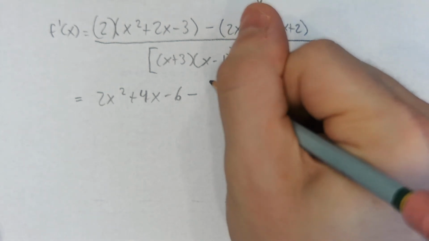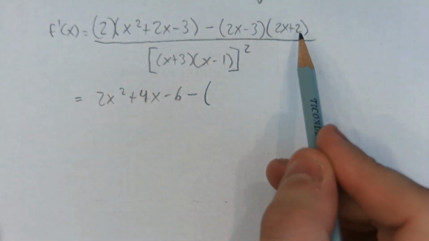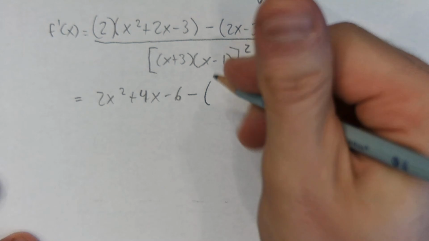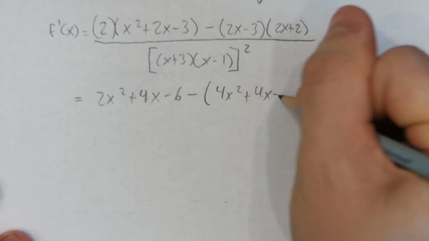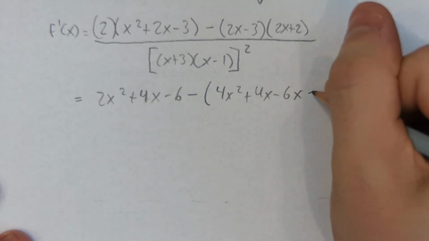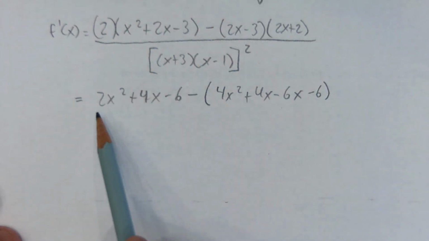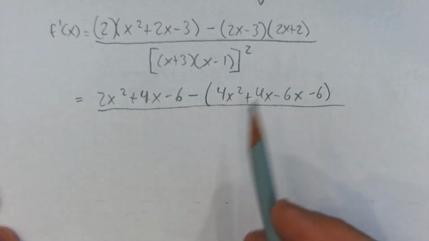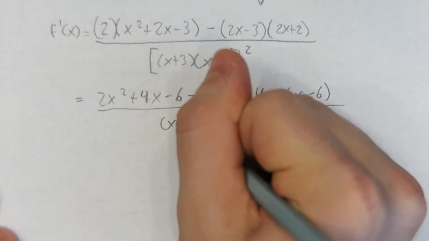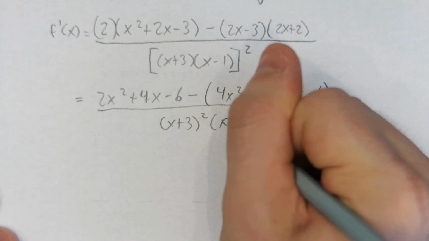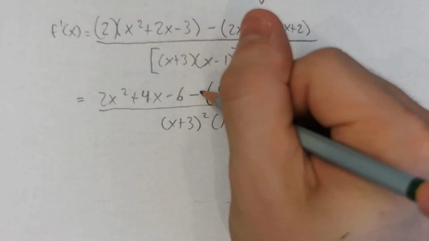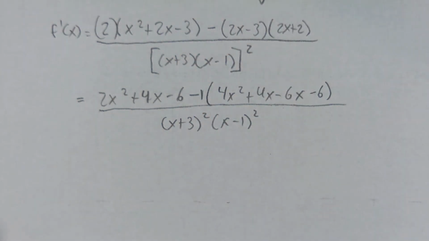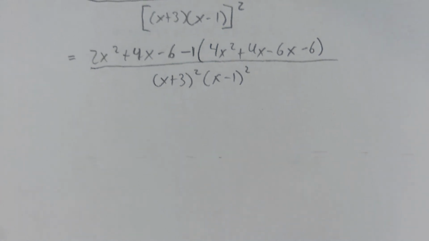Minus. Now, I'm going to go ahead and distribute all this. I'm going to FOIL it out. I'm going to assume we all know how to FOIL. It gives me 4x squared plus 4x minus 6x minus 6. Like that. All over x plus 3 squared, x minus 1 squared. There. So what we're going to have to do here is distribute this negative sign to this entire set of parentheses, this negative 1. And then we're going to have to combine like terms.